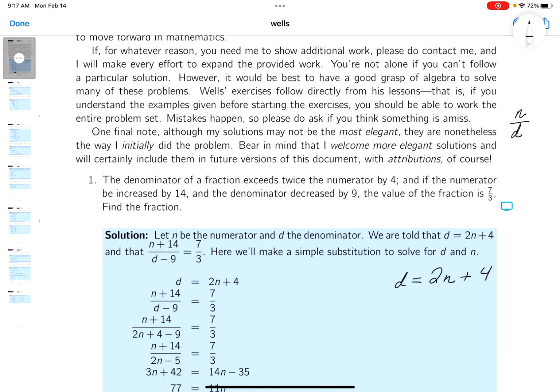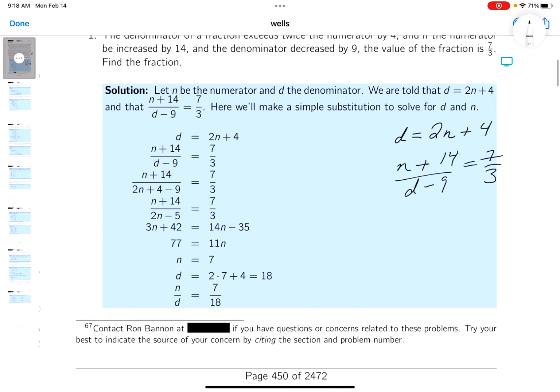Then it goes on to say, if the numerator is increased by 14, and the denominator decreased by 9, the value of the fraction is 7/3. What's their question now? Find the fraction. This is the fraction, so really my goal is to find n and d. Now there's a variety of ways of doing this, but my claim is this is going to be useful information to solve this problem, and to solve the problem means to find out what n and d are. So let me see if I can do that.